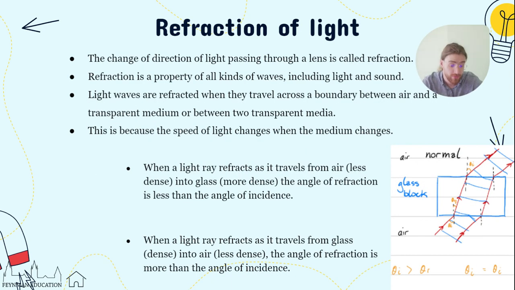So let's look at refraction of light now. We talked about this a bit in the previous lesson. So refraction occurs when you have light that is entering a different medium through a barrier.